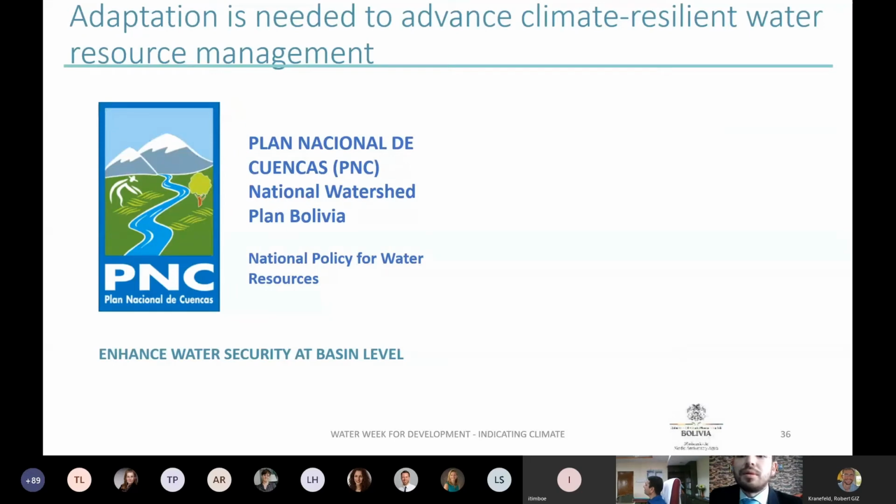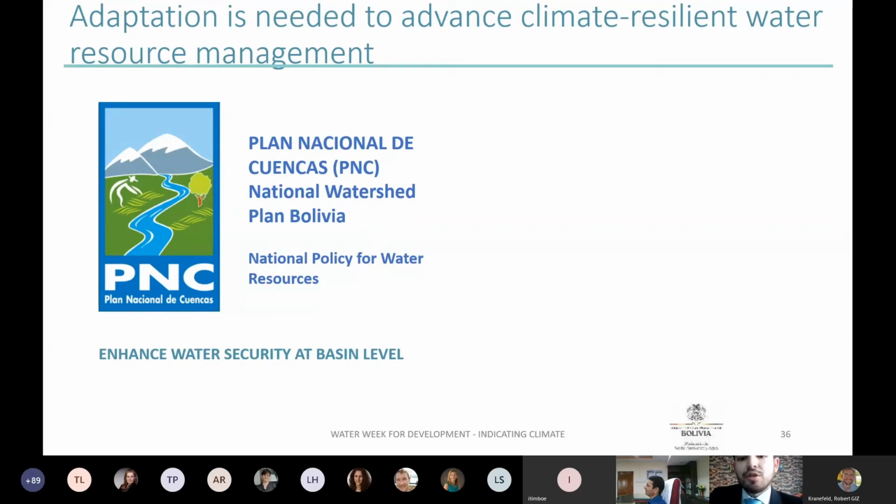So the adaptation is needed to advance climate resilient water resources management. Since 2006, Bolivia has developed a national watershed plan, in Spanish the Plan Nacional de Cuencas, the PNC. It was developed to improve water security in Bolivia's watersheds. Currently, in 2020, we are developing the 3rd phase of this 5-year plan. First, we will make an evaluation of the plan during the last 15 years, and then we will design the new plan. This will be this year.